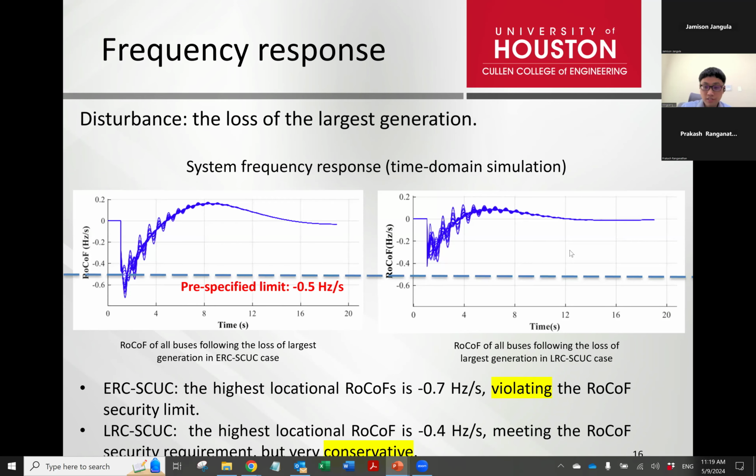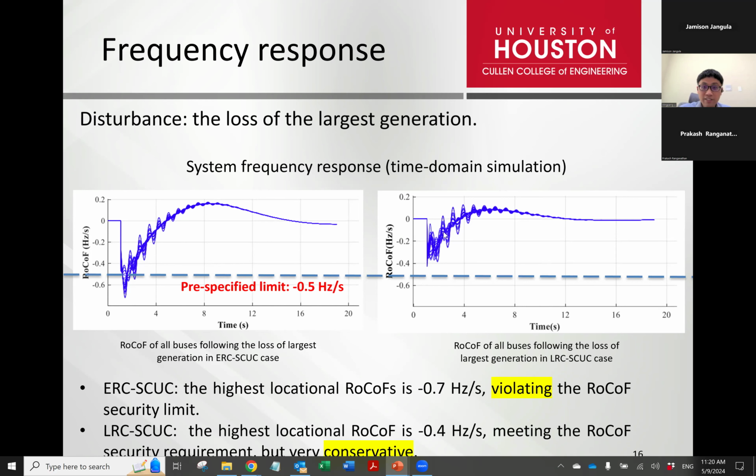So I'll show some results we have. This is from the first benchmark model. You can see there are multiple curves here because we plotted the frequency at different locations, different buses. In a dynamic state, the frequency responses are different for different locations. So the average frequency response can meet the pre-specified limit, 0.5 hertz per second. But if you look at individual buses, some buses violate the pre-specified limit.